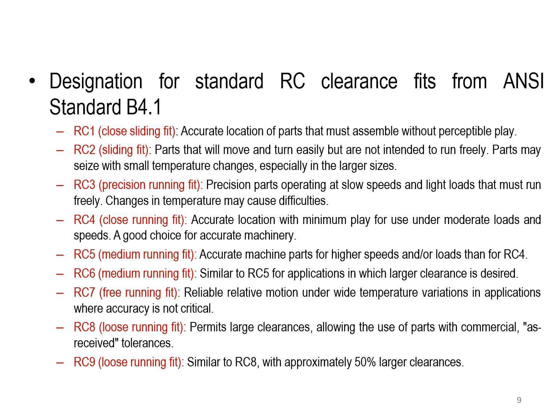In the case of the RC5 medium running fit, accurate machine parts are for higher speed and/or for loads that are higher than the loads at the RC4. The RC6 medium running fits are similar to the RC5 for applications in which larger clearance is desired. The RC7 free running fit gives reliable relative motion under wide temperature variation, in applications where accuracy is not critical.